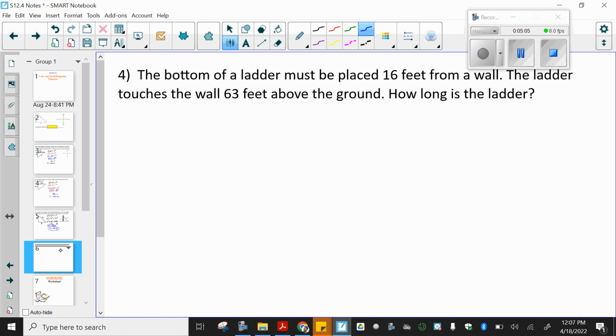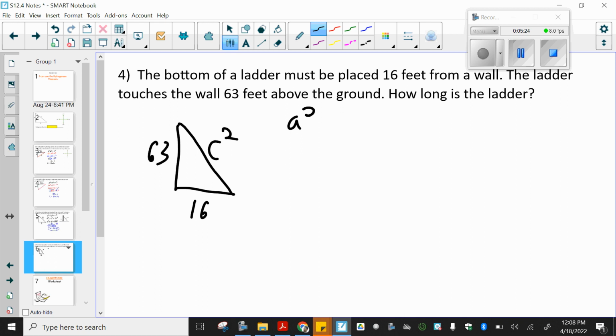All right, one more. The bottom of a ladder must be placed 16 feet from a wall. Let's do it again. 16 feet from the wall. The ladder touches the wall 63 feet above the ground. How long is the ladder? A squared plus b squared equals c squared, right? So let's write it in there. 63 squared plus 16 squared equals c squared.